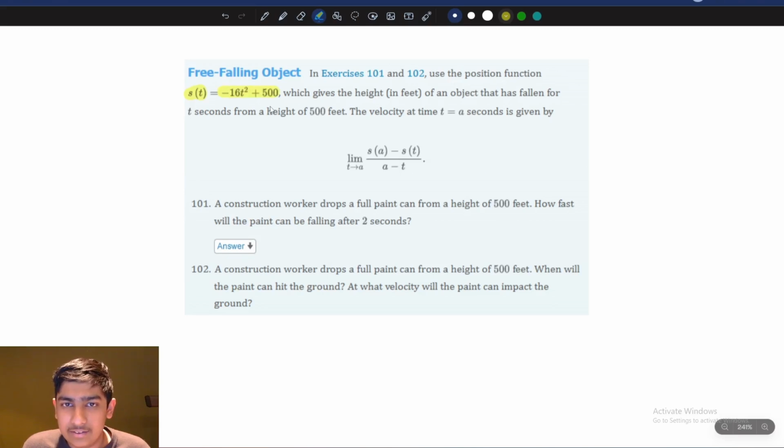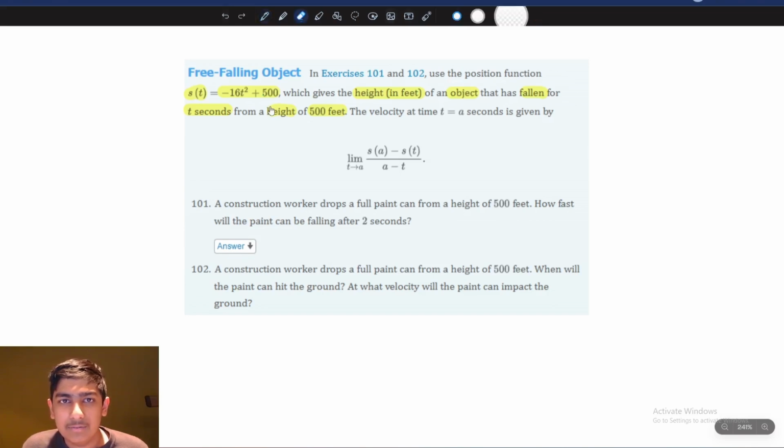It gives the height in feet of an object that's fallen for t seconds from a height of 500 feet. Okay, and this should all make sense because the height, right, is the 500 feet here, which is the initial, which is right here. So hopefully that makes sense. It's just giving context to this equation here. But again, problems like this don't always give you the height of 500 feet. You just have to know it based off of the constant here.